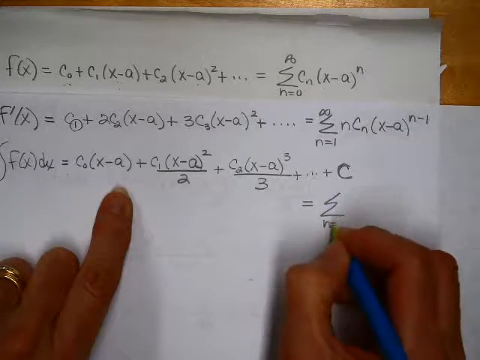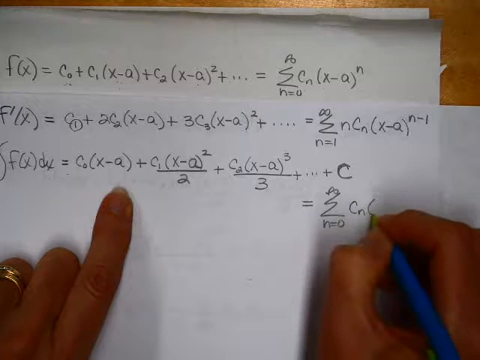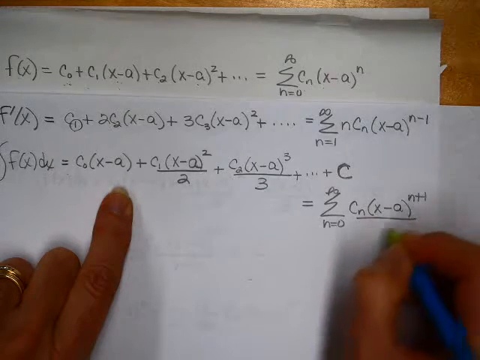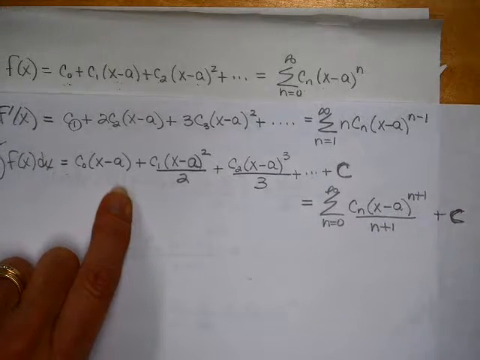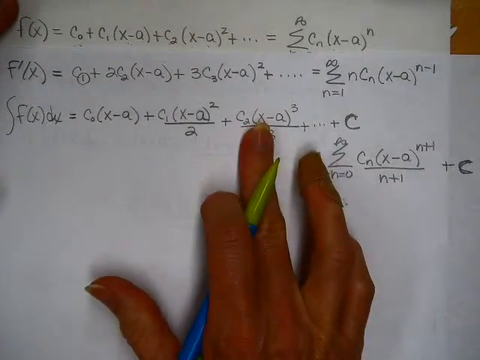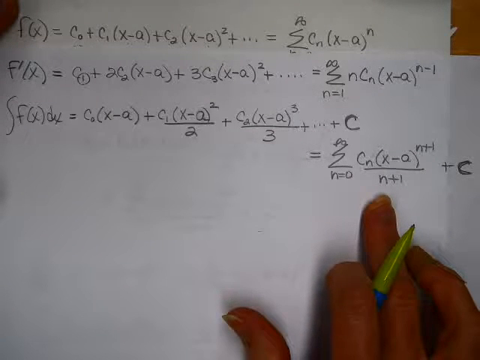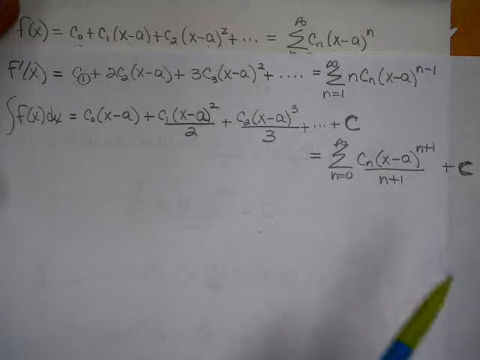So this is the sum from n equals 0 to infinity of c sub n x minus a to the n plus 1 divided by n plus 1, plus a constant c. So you can integrate term by term, or you can integrate this whole thing. You are going to use this to write different forms of your power series.